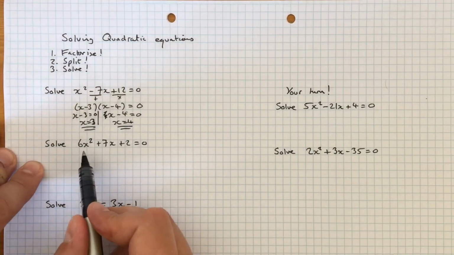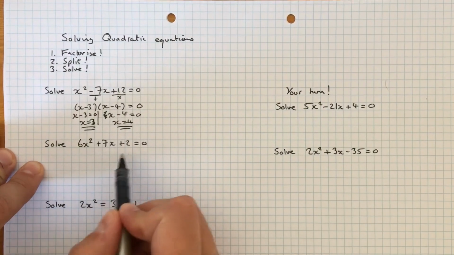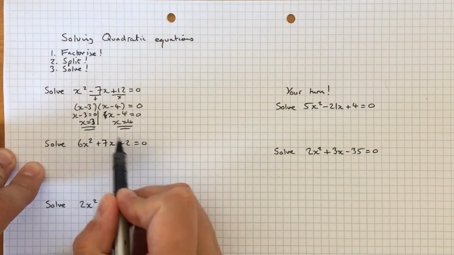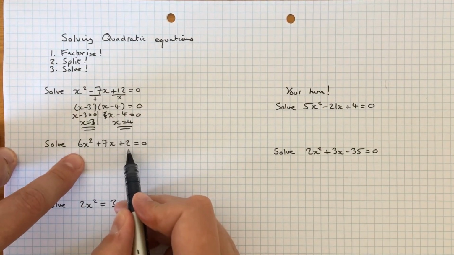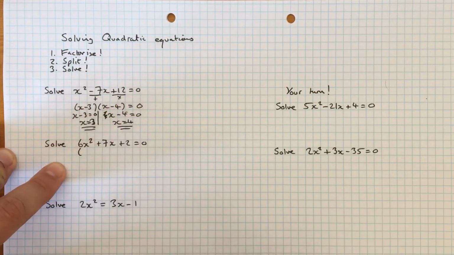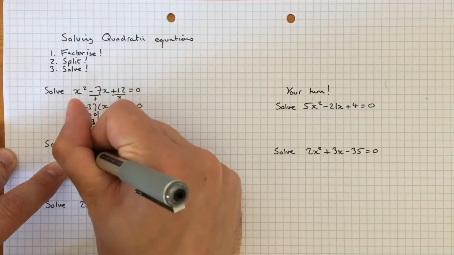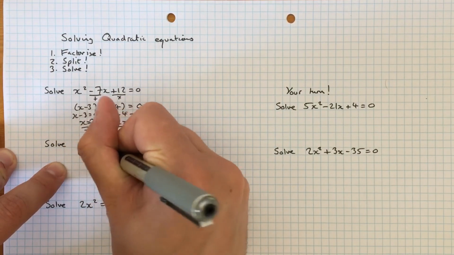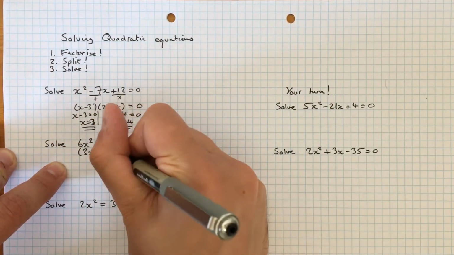This one here, a bit more difficult. This will look familiar from yesterday's lesson, from Thursday's lesson. It was our first example. It's exactly the same process. So we start off by splitting it up. So when we factorised this previously, we got 3x plus 2 and 2x plus 1.